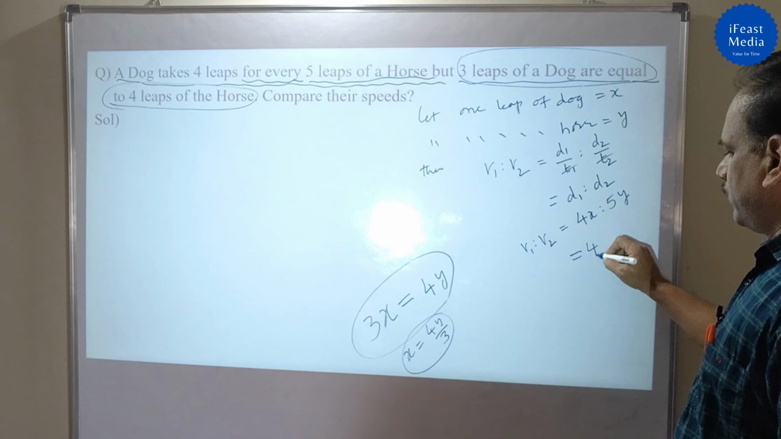So you are asked to compare their speeds. Their speeds are in the ratio of 16 is to 15. Okay.